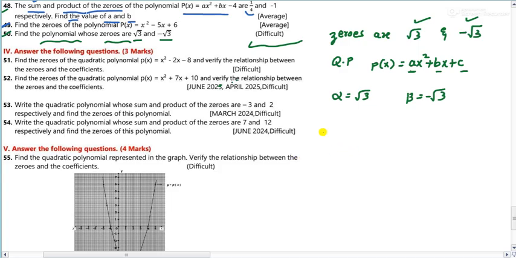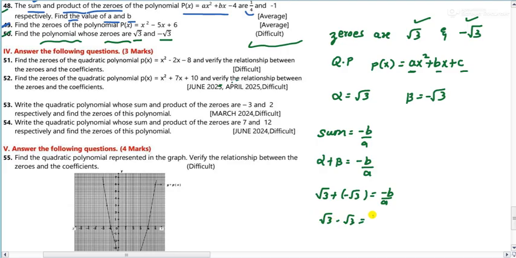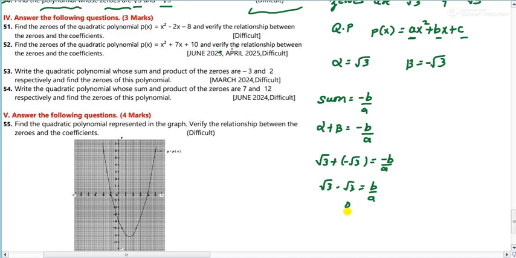Okay. Now we know the formula. What is sum? Sum is minus b by a. Means alpha plus beta is minus b by a. Correct? Here alpha is root 3, beta is minus root 3. Both equal to minus b by a. So if you simplify this, you are going to get LHS as 0. Right? 0 is equal to b by a. Okay, so keep this on the left side itself.